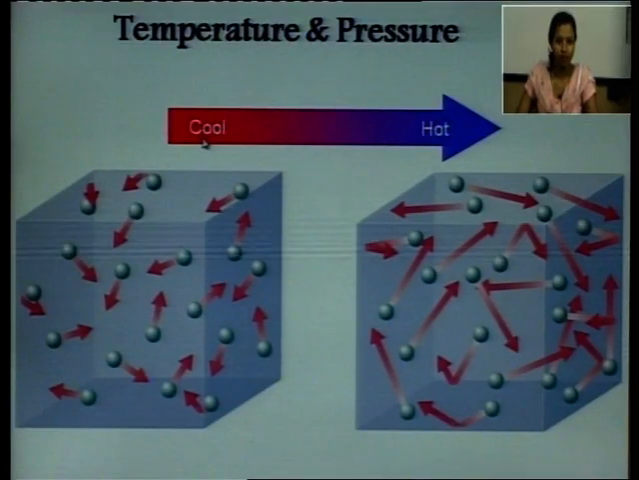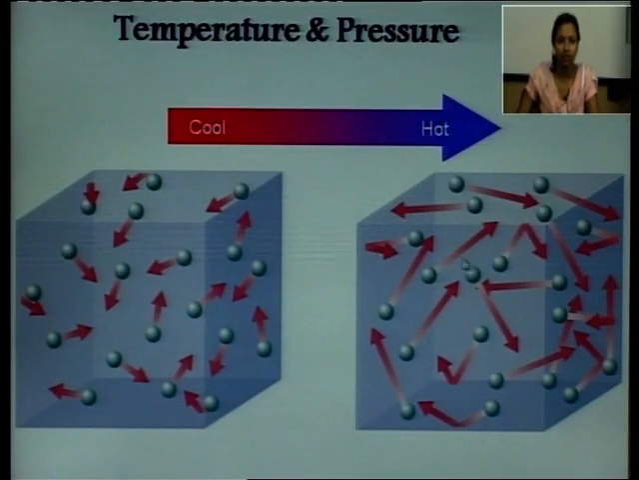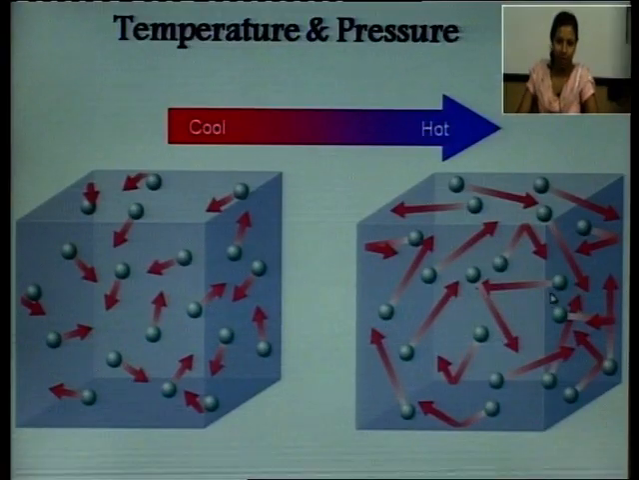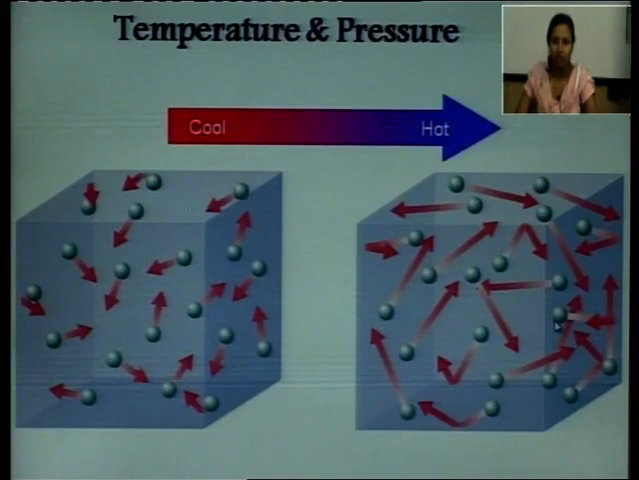If we go from cool to hot, the particles which have some velocity v gain kinetic energy. If we go from lower temperature to higher temperature, they have more kinetic energy, and they will collide with the walls with greater force and more often. Hence the pressure increases with increase in temperature.